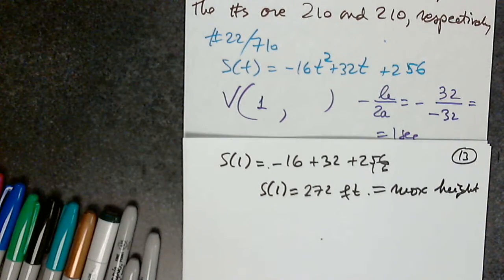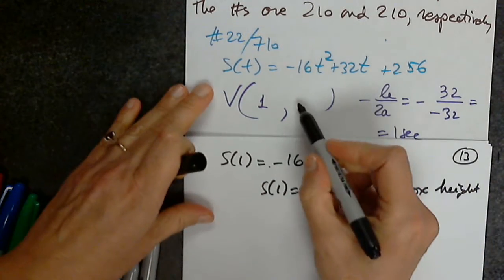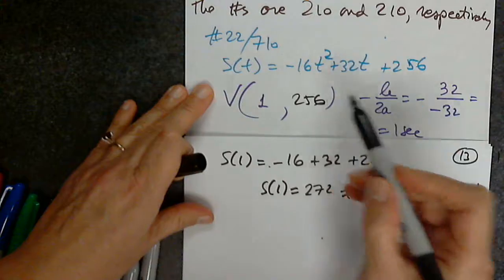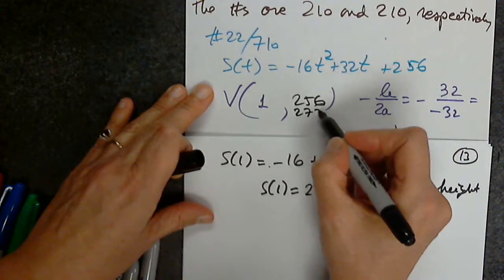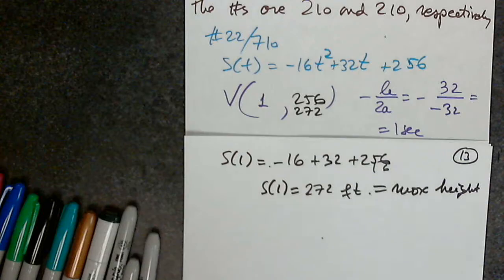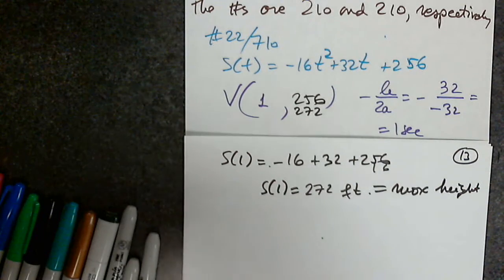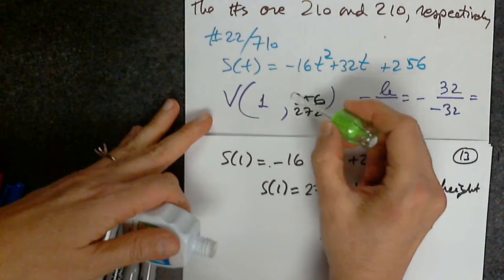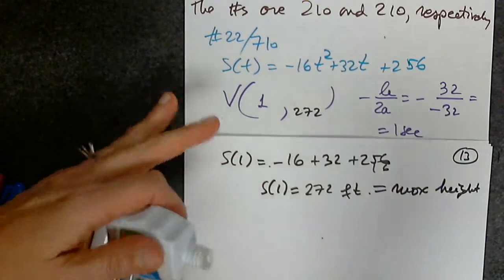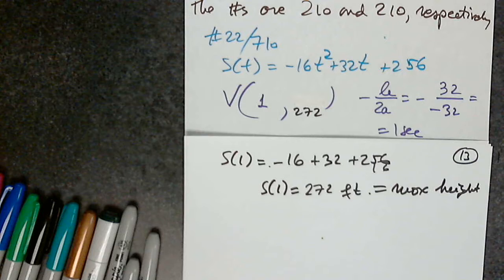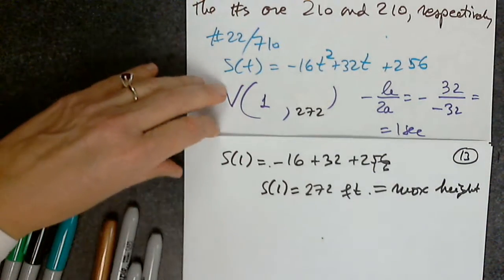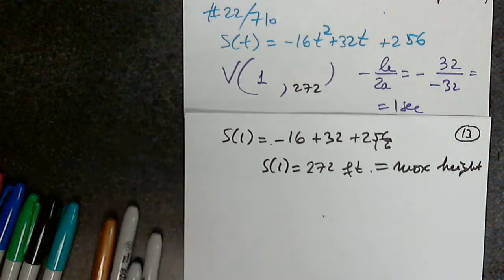Part B. Find the time it takes the stone to hit the water. Oh, sorry, I wrote 256 instead of 272. Find the time the stone needs to hit the water. The height is from the water up. So it's like the water is the ground level in this problem. So how do I find the time needed for the stone to hit the water?